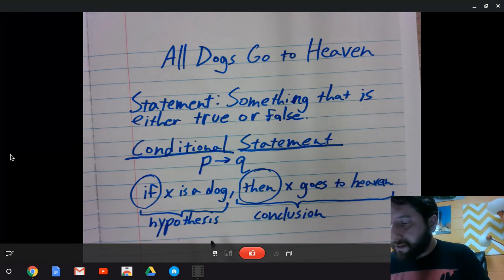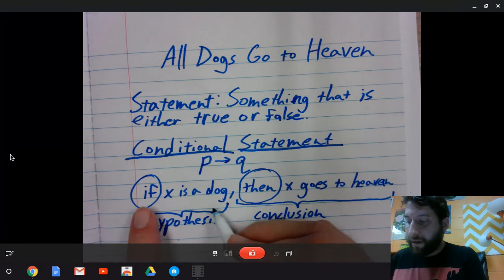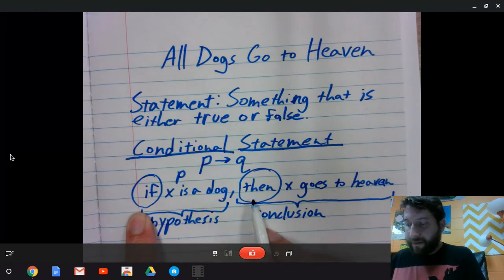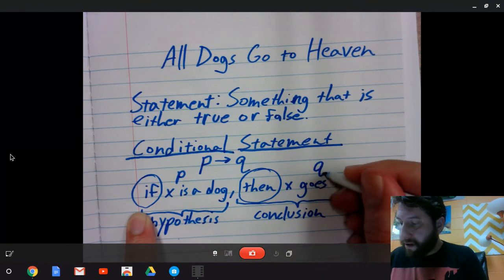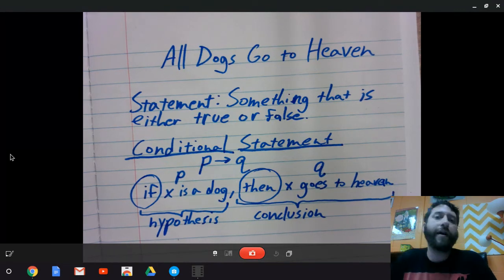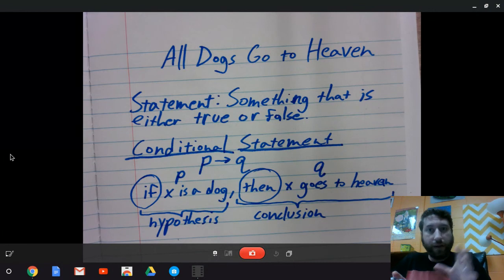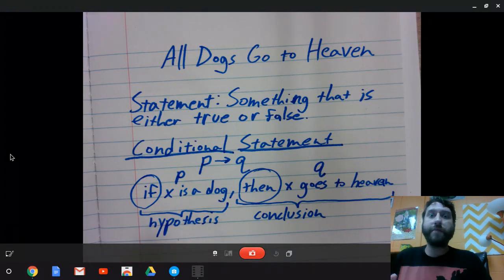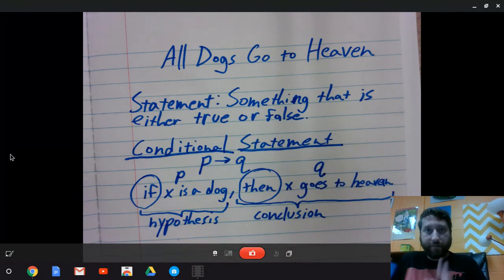All right. Now I can switch things up a bit. Notice this right here is my P. If X is a dog, that's the P. Then X goes to heaven, that's my Q. I can actually do a few things with this. I could switch the order. I could also take the negation. A negation is basically saying not. So the negation of me saying, I'm having a good day, is, I'm not having a good day.